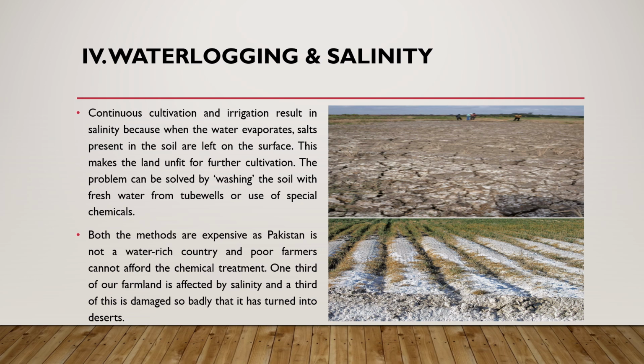This can be solved by washing the soil with fresh water from tube wells or use of special chemicals, but both methods are expensive, as Pakistan is not a water-rich country and poor farmers can't afford the chemical treatment. So, 26% of Pakistan's farmland is affected by salt, and 8% so badly that it becomes a desert unless treated. So the government needs to take steps against such lands.